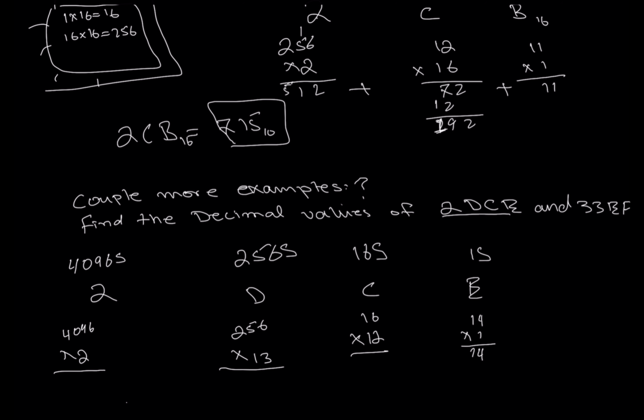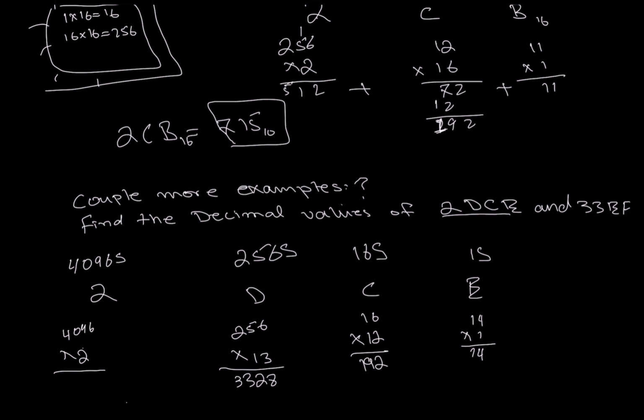Now, what is 12 times 16? 12 times 16, not 13, will be 192. I should know that because I had that in the earlier example. And 13 times 256. I'm punching numbers in my calculator. 3,328.